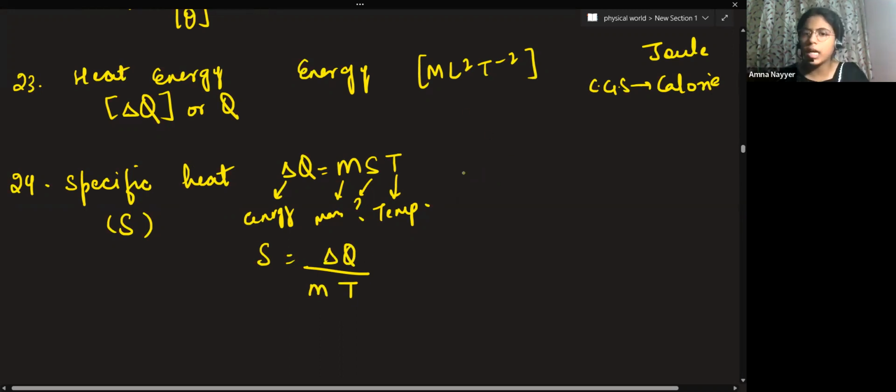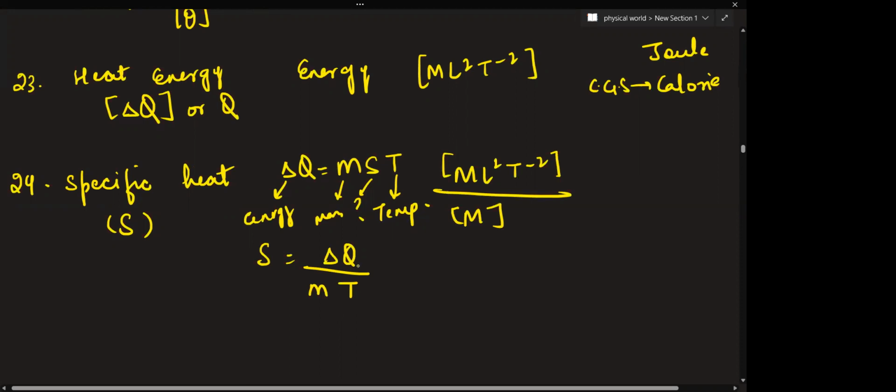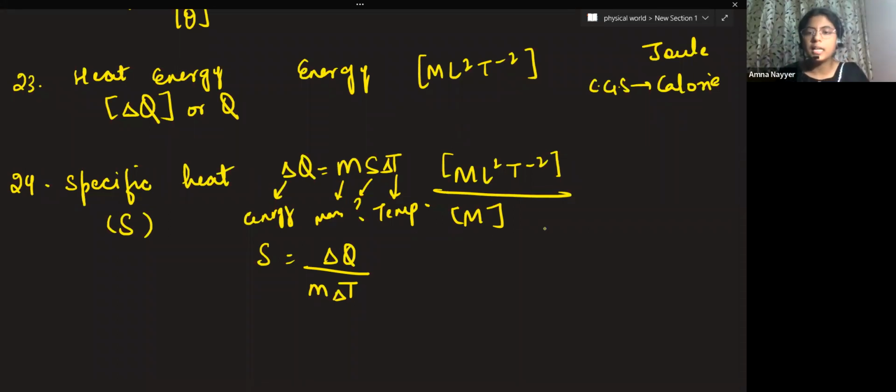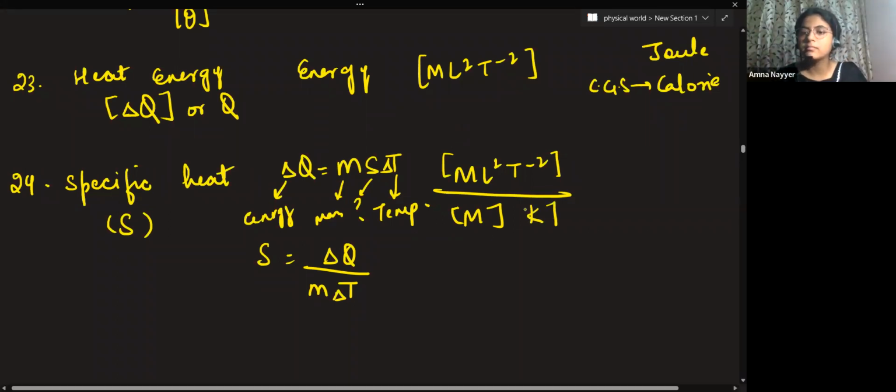Heat energy, that is ML to the power 2 T to the power minus 1. Mass is M. Temperature, this is temperature, not time. Be careful while writing. If you find it better, write it as delta T, so as to distinguish between time period, that is capital T, and the temperature. Temperature is what? Kelvin. So mass gets cancelled.